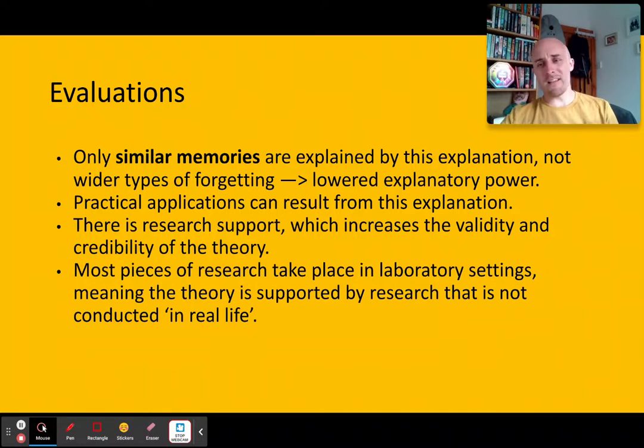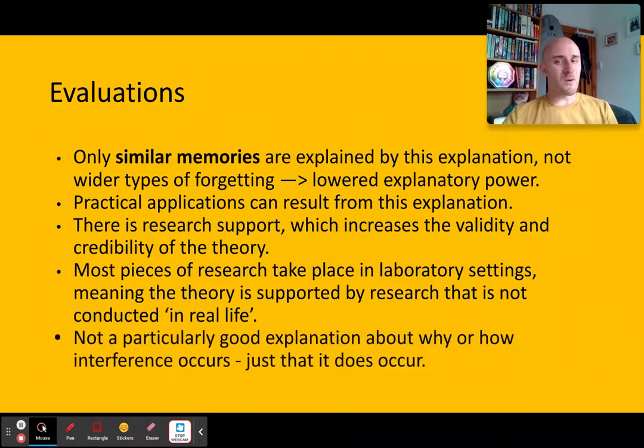Most pieces of research take place in the lab, which is quite bad, but this point is particularly good. And I quite like this point. I think this is a university style point, really. Interference just says what happens. It doesn't say why or how. It doesn't say why interference happens in some people and not others, and it also doesn't explain how interference happens. So an elaboration of this, which I would absolutely make sure you write down, is that it doesn't explain individual differences as to why some people have interference and some people don't. So big issue.